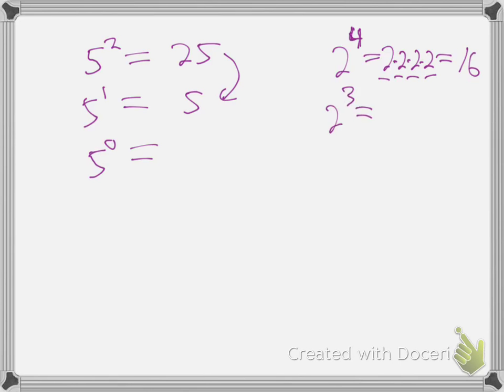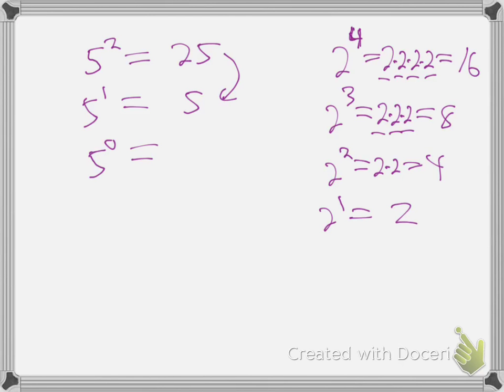Okay, what's 2 to the 3rd power? Well, 2 times 2 times 2. 2 times 2 is 4, times 2 is 8. What's 2 to the 2nd power? 2 times 2 is 4. What's 2 to the 1st power? Well, just 2. Okay, so what's happening? Now I'm about to do 2 to the 0. Suppose I have no idea what it is. Follow the yellow brick road.